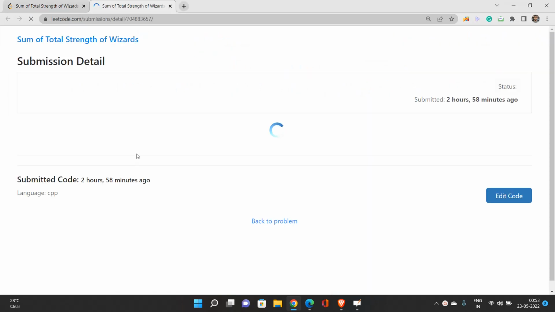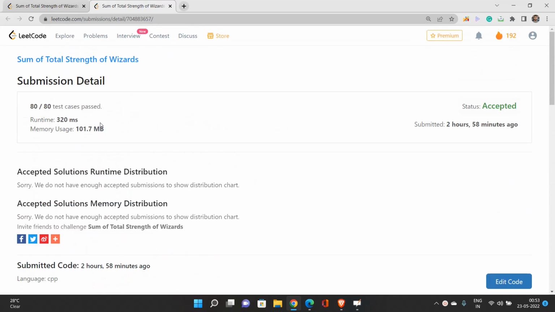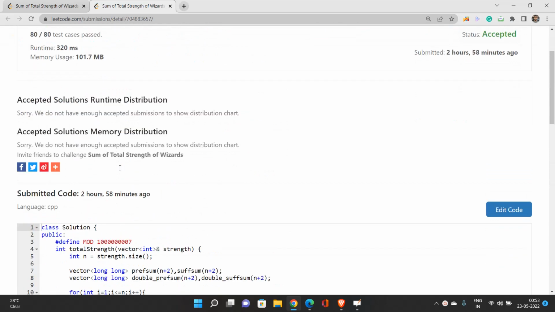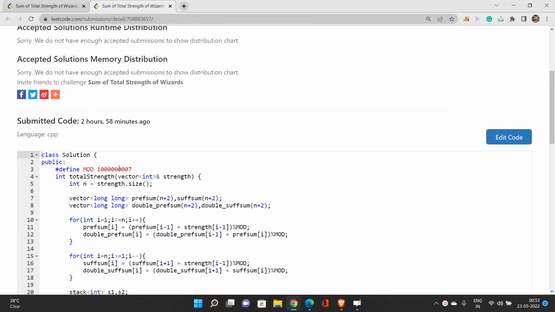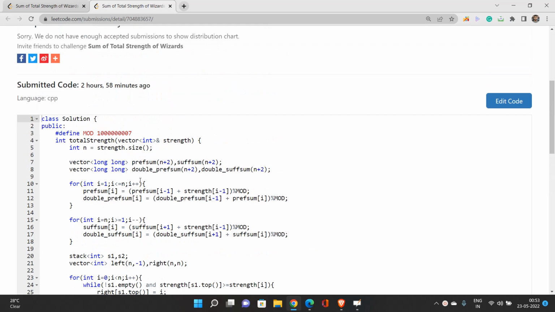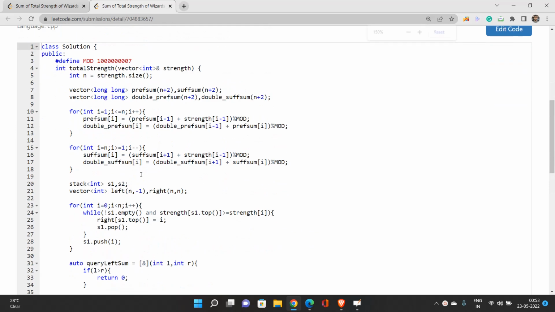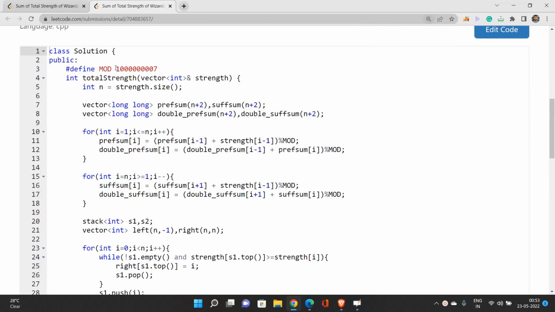So let me show the accepted code. What I have done is define mod as 10 raised to the power 9 plus 7. n is the string size, and we have the prefix sum as well as the suffix sum, and also the double prefix sum and double suffix sum. We will need all that.